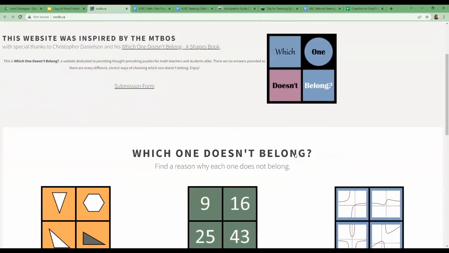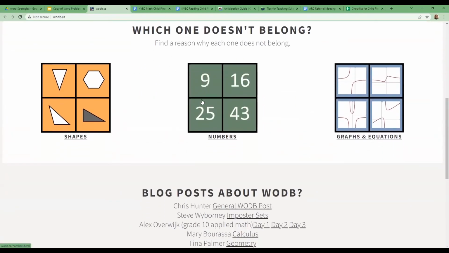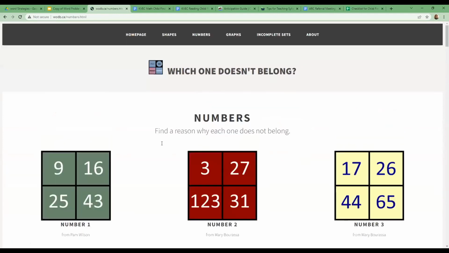This is the site that you're gonna go to. Let's look at this one right here for numbers. Let's do the 9, 16, 25, and 43. Which one doesn't belong? Let's have those conversations. Nine, 16, 25, and 43.